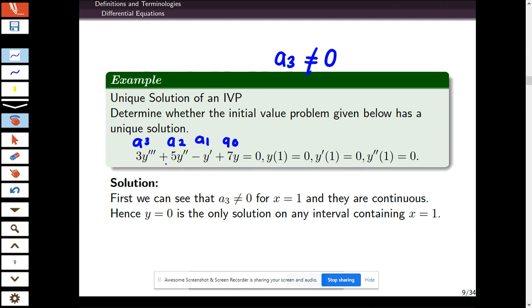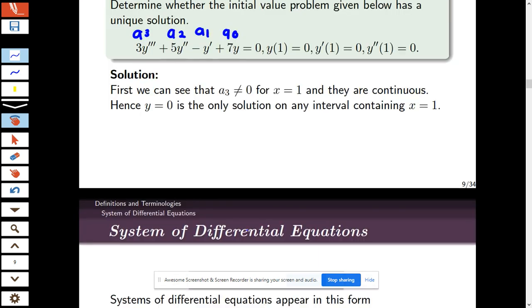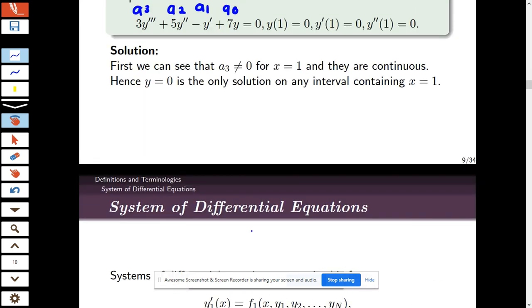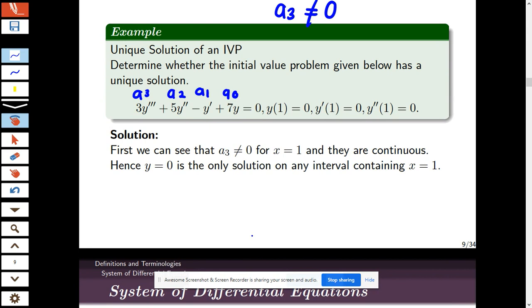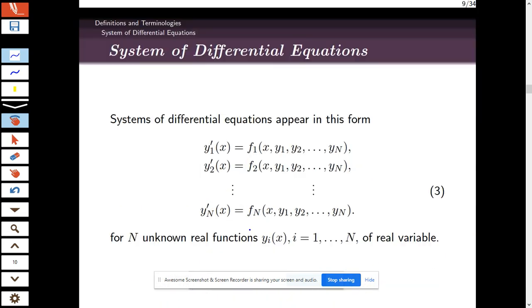Okay? The solution is unique. Okay, any questions so far? Okay, please revise my ODE. Look at the examples again. I'm just reviewing ODE now. Okay, I'm going to go on.